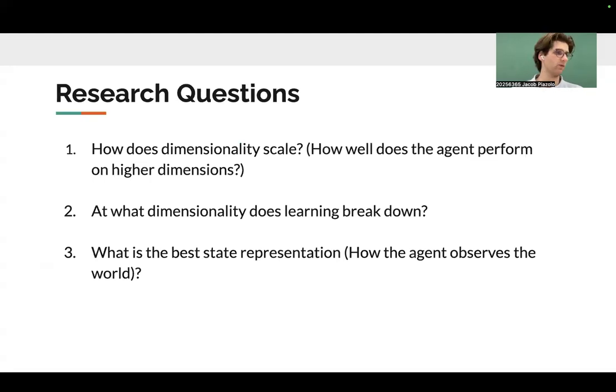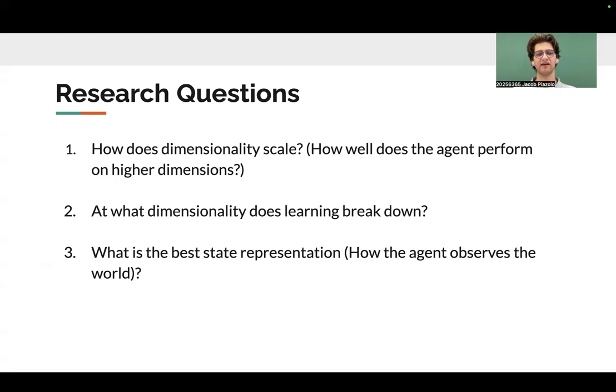So what are we looking at? We want to know, how does dimensionality scale? Does the performance of the agent degrade at higher dimensions? And also, how much more compute does it cost to train at higher dimensions? Is there a dimensionality at which training or learning breaks down? And what is the best state representation?